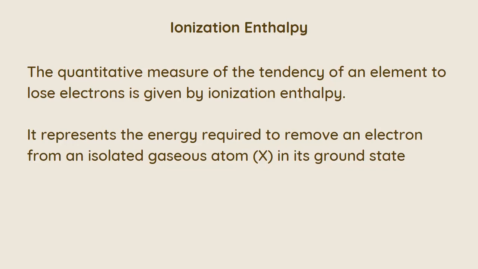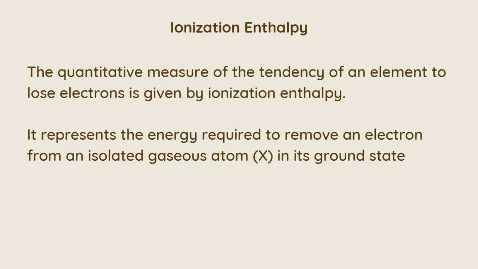So, for example, let's take the example of two elements, sodium and chlorine. As we know, sodium is an alkali metal and it has a tendency to lose an electron. So it will lose the electron very easily, which means it has a low ionization enthalpy. Whereas chlorine, on the other hand, has the tendency to gain an electron. So removing an electron from the chlorine atom will be very difficult, I mean, when you compare it to sodium. So the ionization enthalpy for chlorine will be very high.